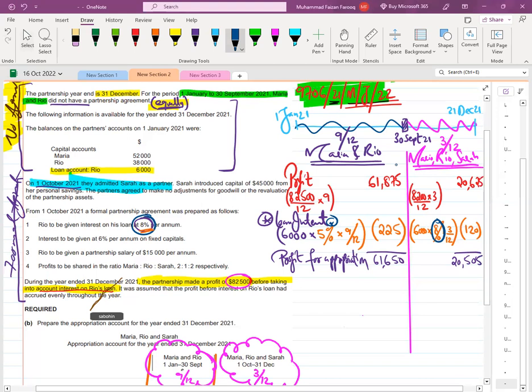But before, when they didn't have an agreement, the percentage is fixed, and this percentage will not be given in the question. This is the percentage which always comes from your brain. You have to memorize it.